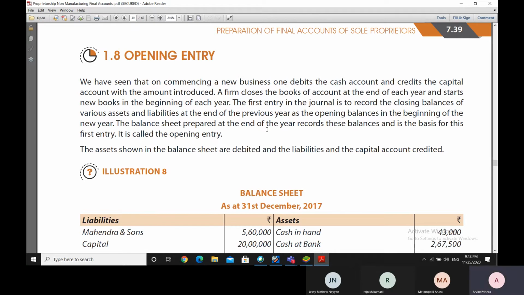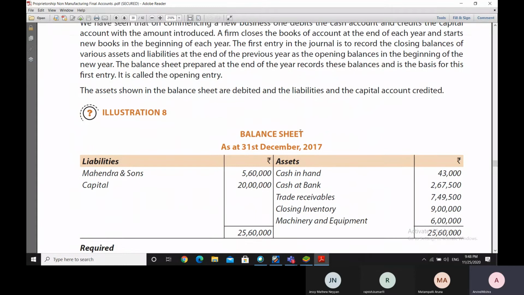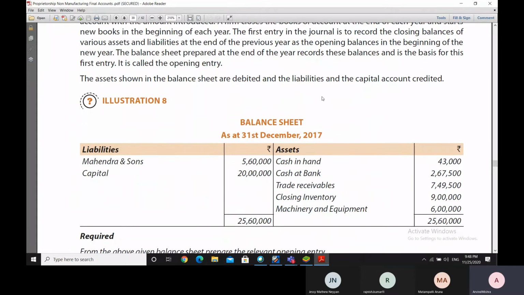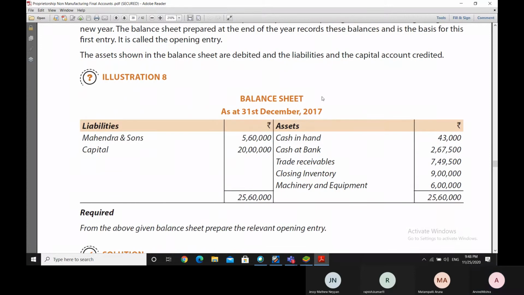The balance sheet which is prepared at the end of the year has the record of the balances, and all these balances in the balance sheet are taken forward to the next year and they are the basis for the first entry, which is called the opening entry. So the opening entry constitutes taking the balances from the balance sheet of the ended year and taking them forward to the new year.